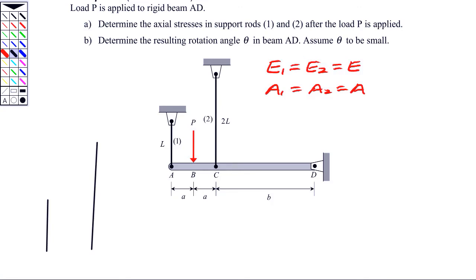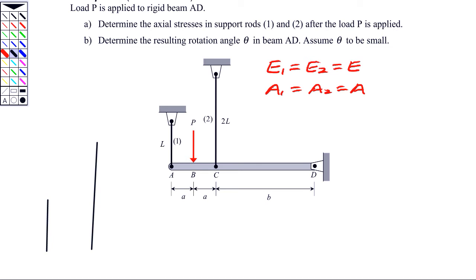In this example, we're asked to look at the case of a rigid bar which is pinned to ground there at D. It's supported by two rods, 1 and 2, one at end A and the other at point C. And then there's this applied force P acting downward there at point B. We're asked to find the axial stresses in the rods after this load P is applied. What's the resulting rotation theta for the beam AD, assuming that theta is small?